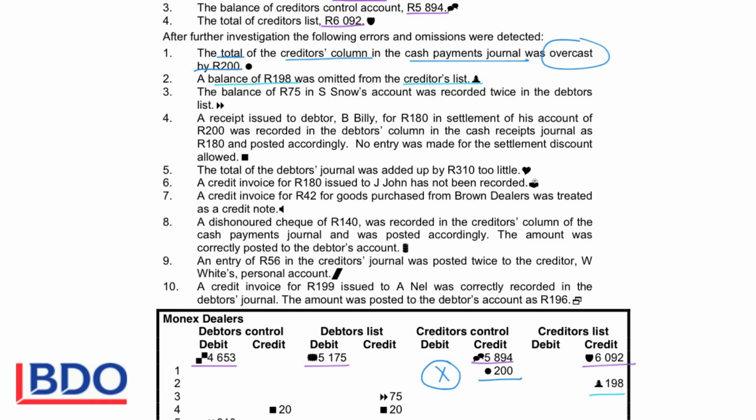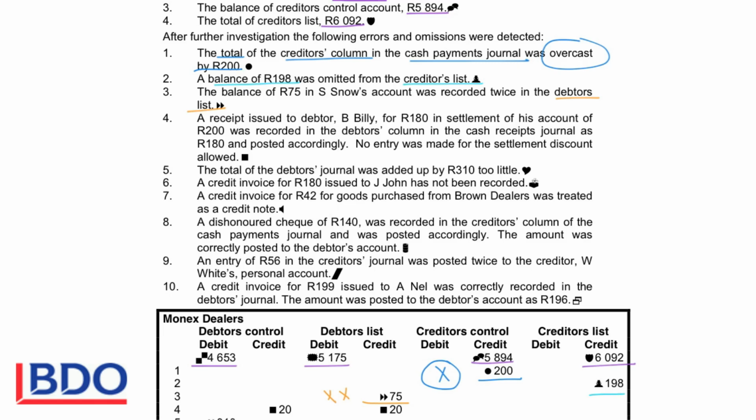The balance of 75 in S. Snow's account was recorded twice in the debtors list. There was no mistake in the debtors control, so there's no mistake in the control account. When we posted it to the debtors personal account, we showed it twice in the list, so therefore it was recorded twice on the debit side, and we will have to take out one figure on the credit side to reduce the 75 that was written down twice.